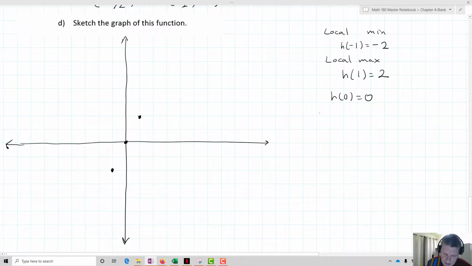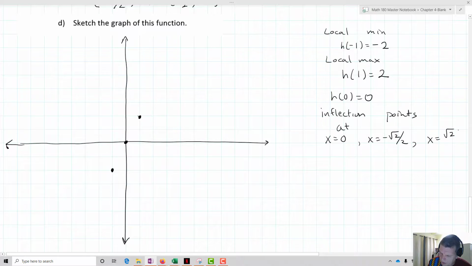Okay? We are going to have inflection points at x equals 0, x equals negative root 2 over 2, and x equals root 2 over 2. So those are a little past 1/2. Okay? We can go in, if you want, you can put them in. I'm just going to kind of roughly sketch them in. So maybe right about here. Okay, and another one right about here. It's my inflection point. Okay.